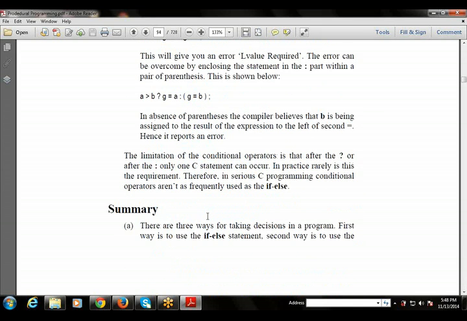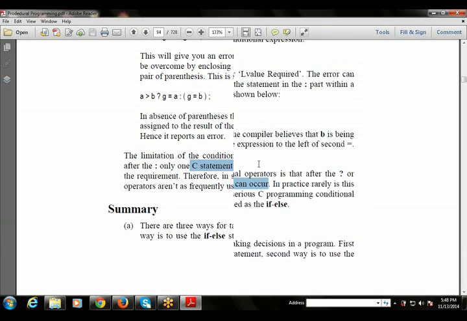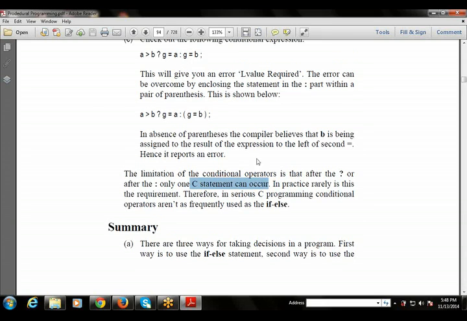So that's all for this chapter. Yeah, this is the important paragraph. The limitation of the conditional operator is that after the question mark or after the colon only one C statement can occur. So this is a very big limitation, that after the question mark only one statement will be executed or one statement can occur.